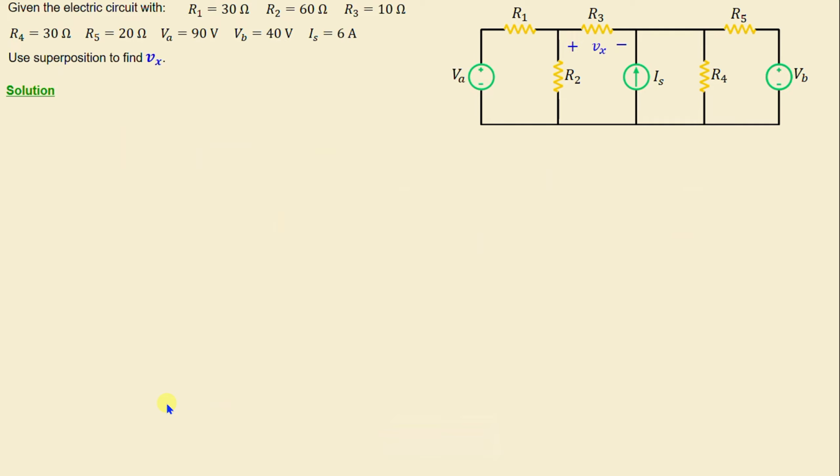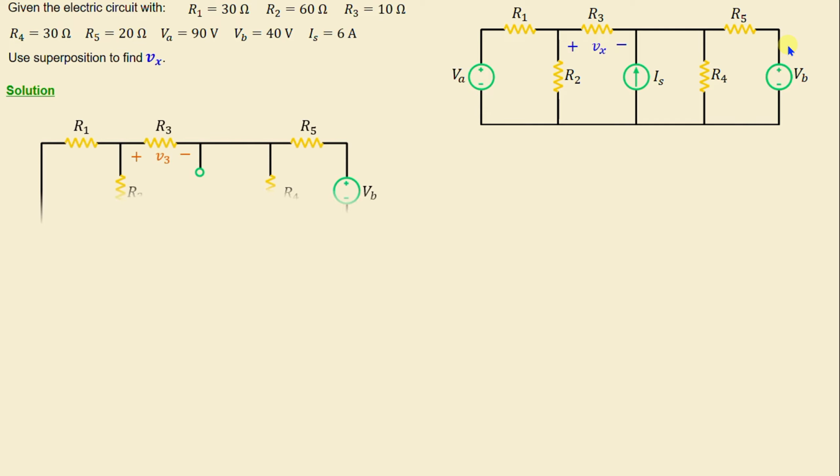Now, let's consider the independent voltage source VB active and the independent voltage source VA inactive and the independent current source IS inactive, which will be replaced respectively by a short circuit and an open circuit. I will consider I is the current through the resistor R3 and IT is the total current in this circuit.